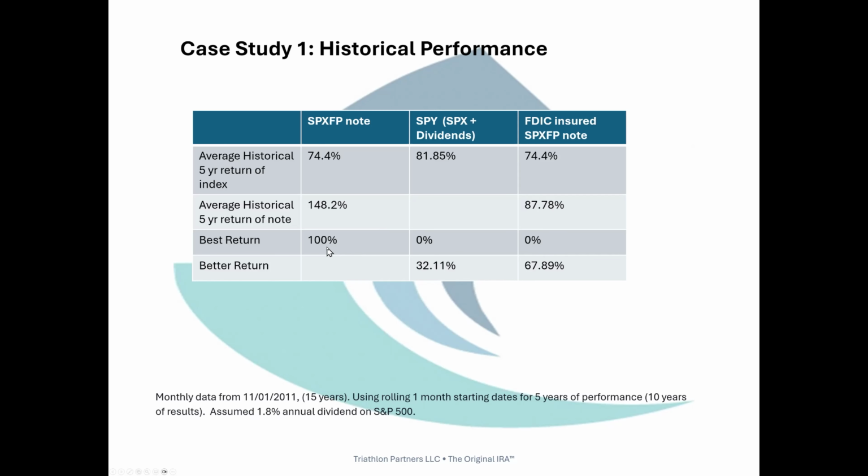And when we look at all those time periods, 100% of the time, the excess return note was the best one. And two-thirds of the time, the FDIC insured note did best, as opposed to just owning the one with the dividend. A good example of comparing the different variations of the underlying asset and showing how the note actually makes it more attractive.